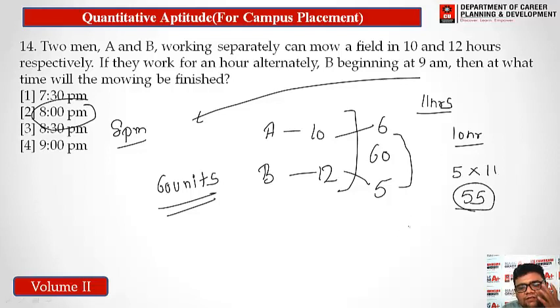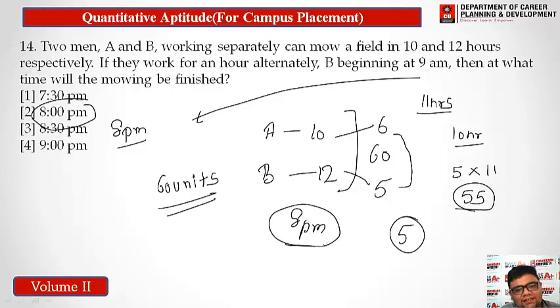So remaining 1 hour and 5 units of work is remaining. Now this 5 unit will be done by whom? As B is starting, so now B will work and the efficiency of B is also 5. So our correct answer is 8 p.m. only, right? In this way you can also answer and you can also solve directly, right?